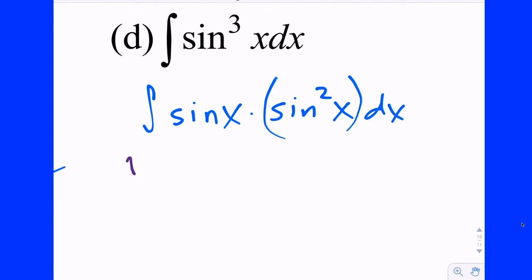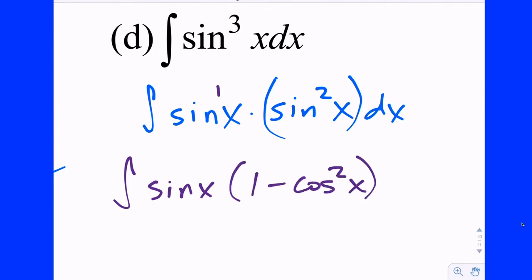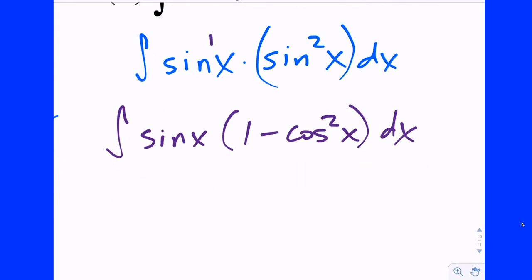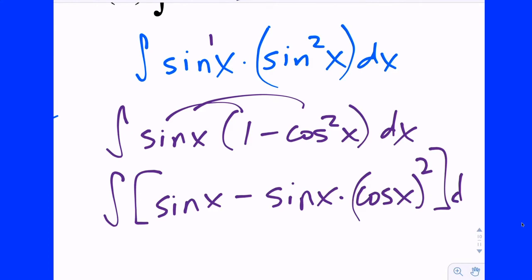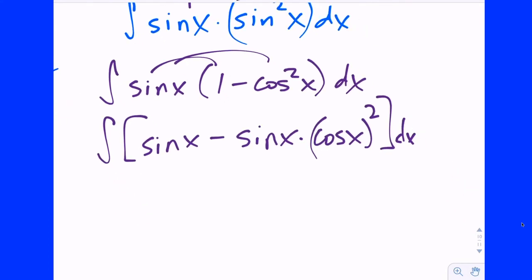Very good. So I call this the odd man out rule, where you have an odd power. You're going to take one out, like Berquist said, and you're going to convert the other one, which should be an even power, using Papa Pid, and you're going to get 1 minus cosine squared. Now you're still not really able to do much until you distribute. You get sine of x minus sine of x times cosine squared, which I'm going to write like that. Once you distribute, you have two terms, and each term becomes pretty easy to do.